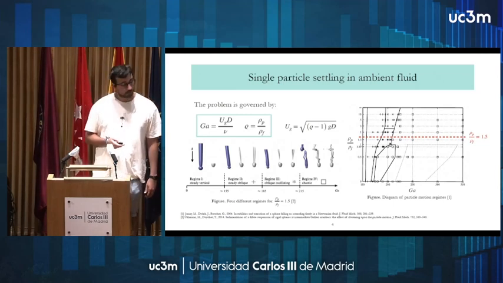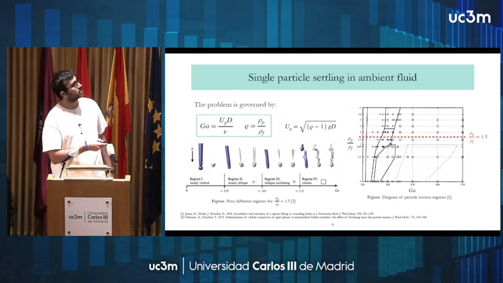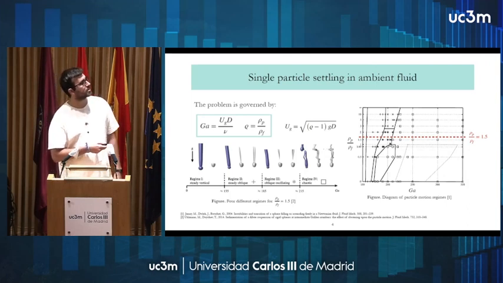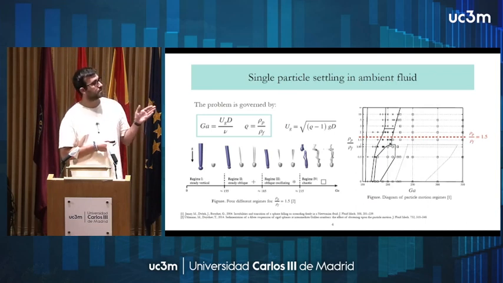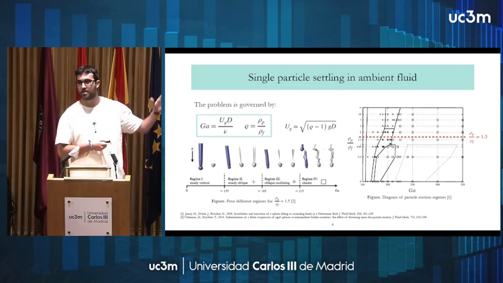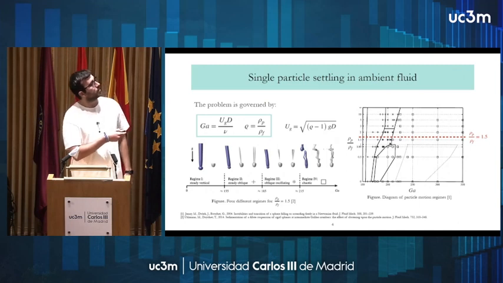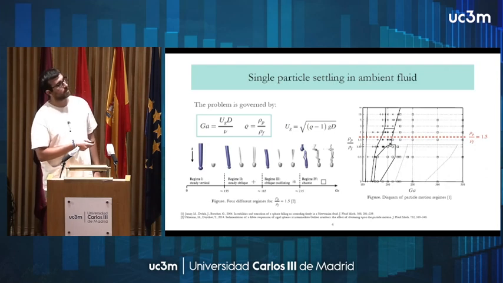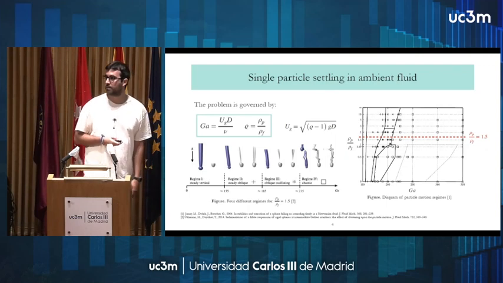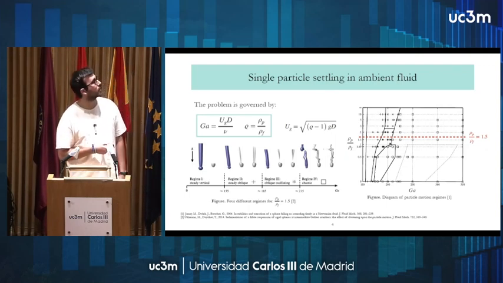Okay. So, from the literature as well, we have this diagram, this map, in which we are able to see that there exist several particle motion regimes depending on these two non-dimensional parameters, okay? The density ratio and Galileo number. Today, we're going to study the case of density ratio 1.5, in which, of course, the density of the particle is higher than the density of the fluid, okay?